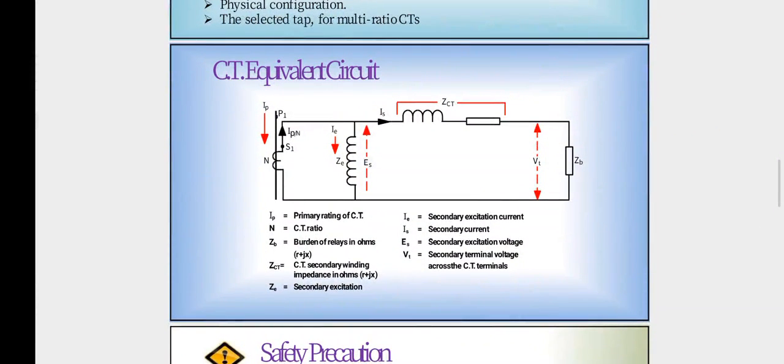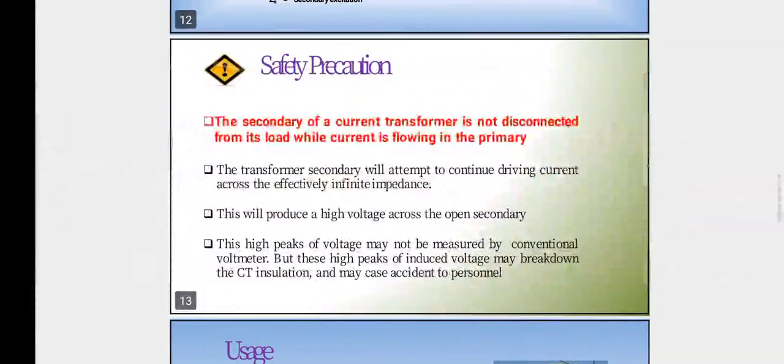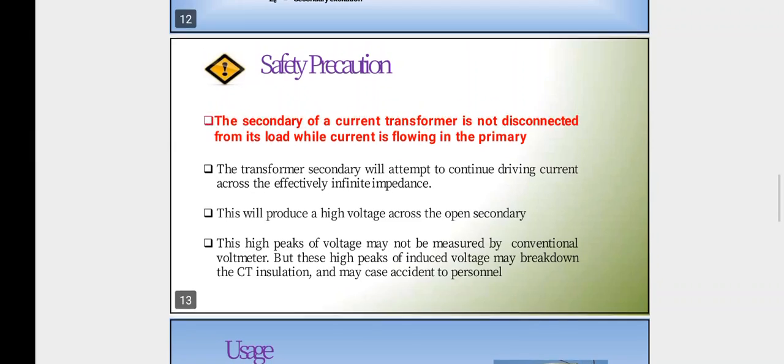This diagram shows the equivalent circuit of the CT. Then what are the safety precautions to be followed in a CT? The secondary of the current transformer must not be disconnected from its load while current is flowing in the primary. The transformer secondary will attempt to continue driving current across the effectively infinite impedance. This will produce high voltage across the open secondary. These high voltage peaks may not be measured by a conventional voltmeter, but they may break down the CT insulation and may cause an accident to the personnel.